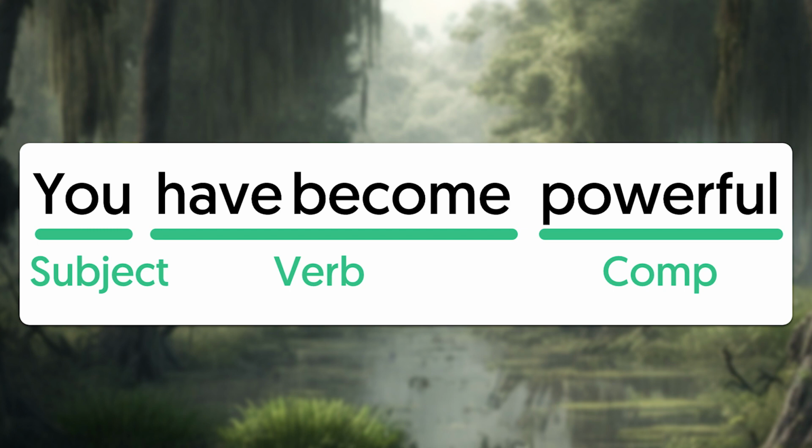What is the structure of this sentence? Is it the same as the other one with the adjective? Not exactly. If I were going to say this, it would be: you have become powerful. That would be the subject, then the verb in the present perfect tense, have become, then powerful. Powerful is an adjective, but it is the complement and it is not modifying any object. It is the complement of the subject.